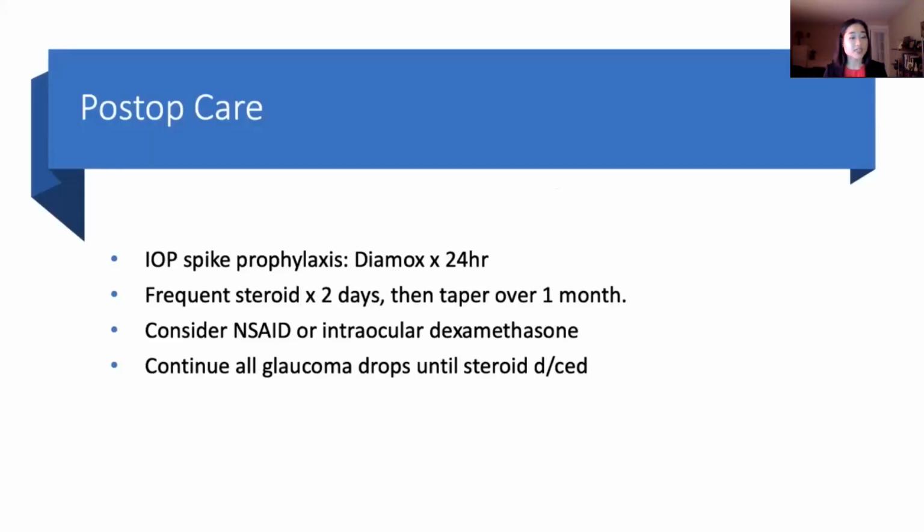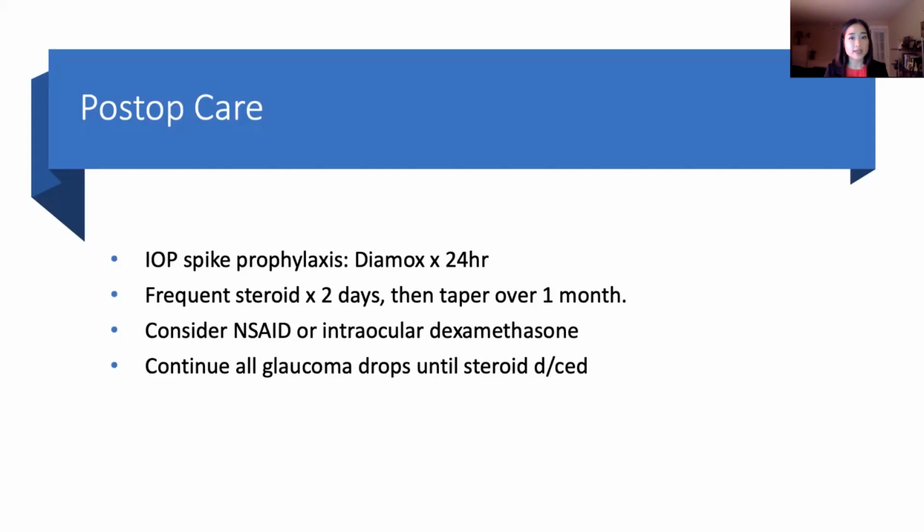The common complications post-ECP are inflammation and IOP spike. So treat them prophylactically. I usually give 4 doses of 250 milligram Diamox every 6 hours for the first 24 hours. And I bump up the steroid. I usually use Pred Forte every 2 hours for the first 2 days, and then lower it down to QID and taper over 1 month.